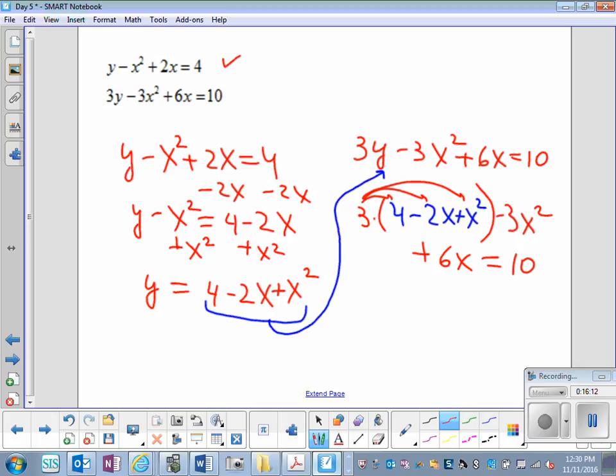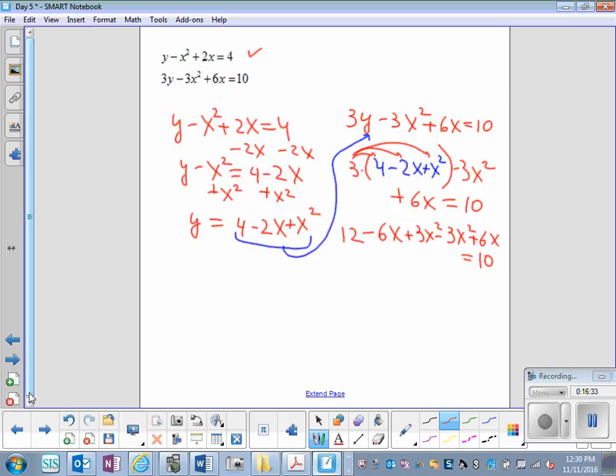So 3 times 4 is 12, minus 3 times 2 is 6, so minus 6x, and then 3 times x squared is just plus 3x squared. And I still have minus 3x squared plus 6x equals 10. Okay, so continue. I combine the like terms to simplify as much as possible.